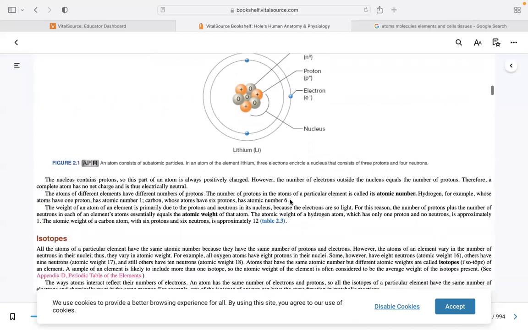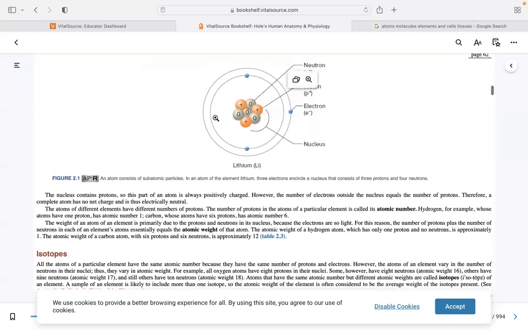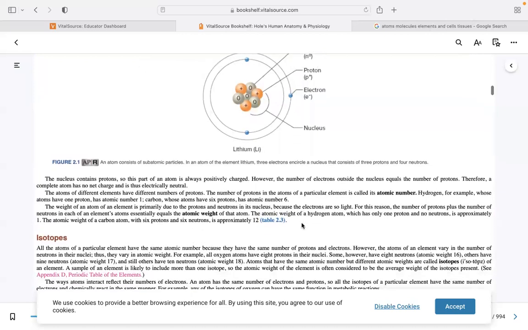So the number of protons is called the atomic number. So if I gave you an example of lithium and I gave you a model, right? The atomic number would be 1, 2, 3. Hydrogen only has 1, so its atomic number is 1. Carbon has 6 protons, therefore its atomic number is 6. Very simple. Now, how heavy is an atom?